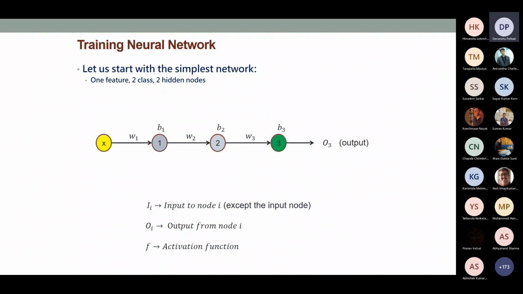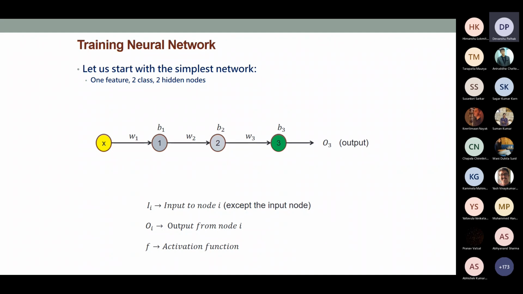Of course, I want to adjust or find the values of these parameters W1, W2, W3, B1, B2, B3 in such a way that my model will perform very well on the training data, at least. So it should correctly predict the labels of the training data.